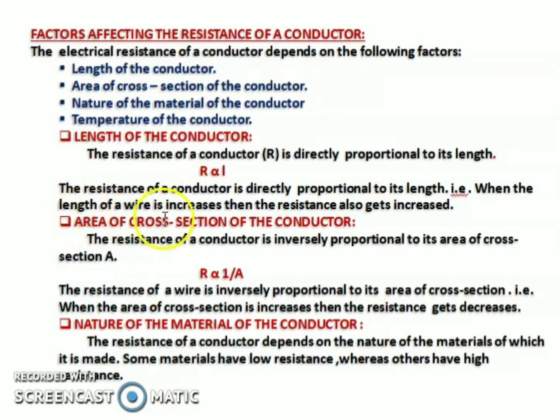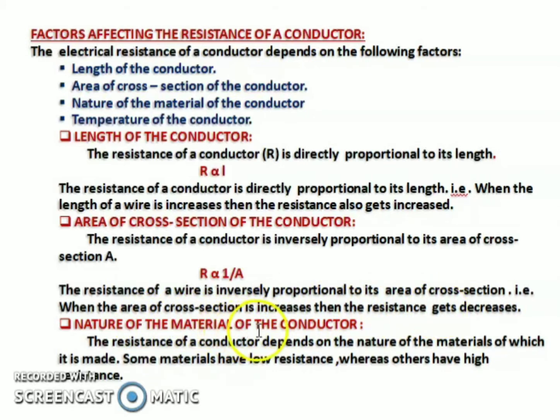Second, the area of cross section of the conductor. The resistance of a conductor R is inversely proportional to its area of cross section. The cross section is denoted by the letter A. So R is inversely proportional to A. That is, when the area of cross section is increased, the resistance gets decreased. When the area of cross section is decreased, the resistance gets increased.